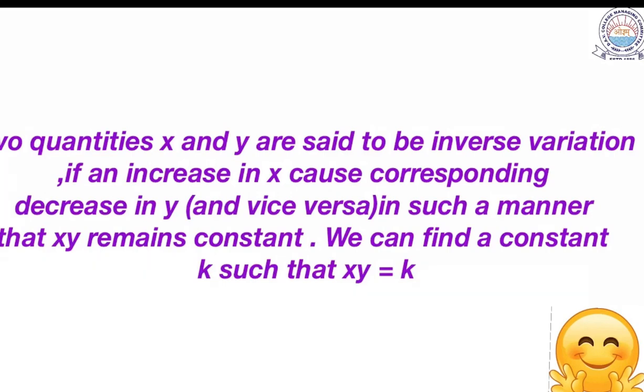If two quantities x and y are said to be in inverse variation, an increase in x causes a corresponding decrease in y and vice versa in such a manner that x into y, or the product of x and y, remains constant. We can find a constant k such that x into y is equal to k. k means a constant. It may be any value. Have you noted the definition? Yes, sir, I have noted.